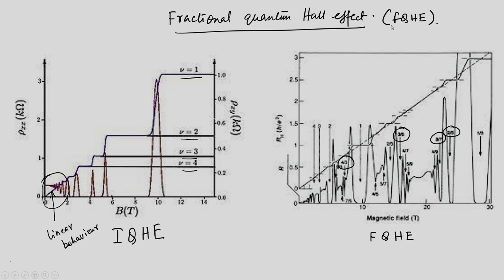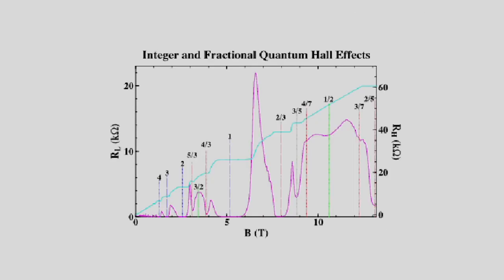To show you one more picture, which is probably a little more clear than the earlier one, you see that these are integer plateaus here, and let's show the fractional plateaus by a color. These are the fractional values: 5/3, 4/3, 2/3, 3/5, 4/7, 1/2, and so on and so forth. 2/5, 3/7, they're mostly rational and proper fractions, which means that the denominator is larger than the numerator. But there are also improper fractions that are seen in experiments, as well as different kinds of fractions that are noted in experiments.